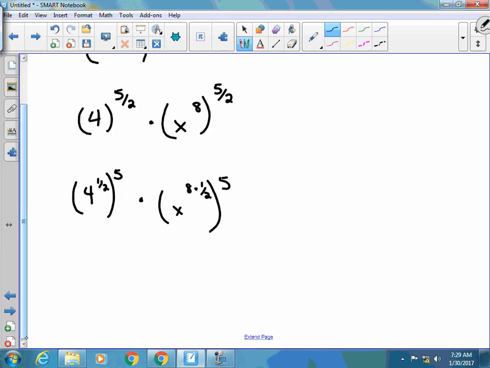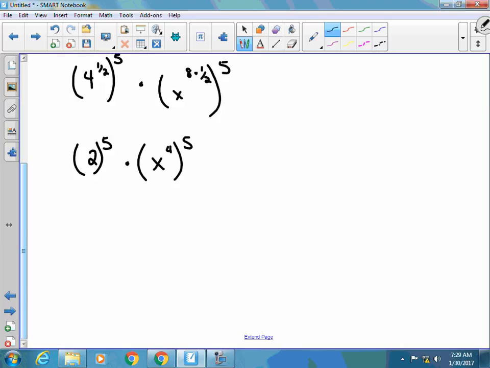All right, so now that I've gotten that 5 halves broken down, I can actually simplify. So the square root of 4 is 2. So I've got 2 to the power of 5 times x. In this case, 8 times a half gives me x to the 4th. And that's to the power of 5 as well. So 2 to the power of 5 gives me 32. x to the power of 4 to the power of 5 gives me x to the 20th. And that's based on my properties of exponents.